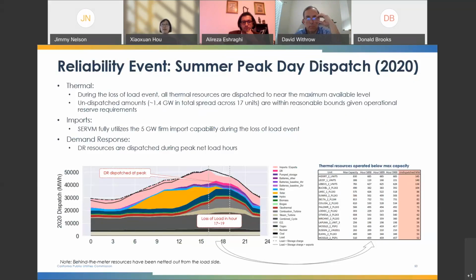And finally, looking at the darker pink area below the imports area, that is showing SERVM trying to dispatch demand response to meet reliability as well. So overall, it's pretty fully using all the available resources that it has to meet the reliability need. Next slide.